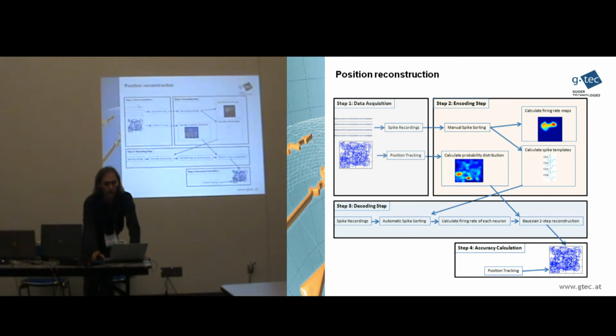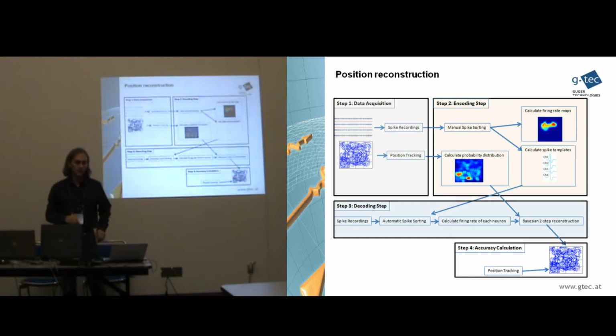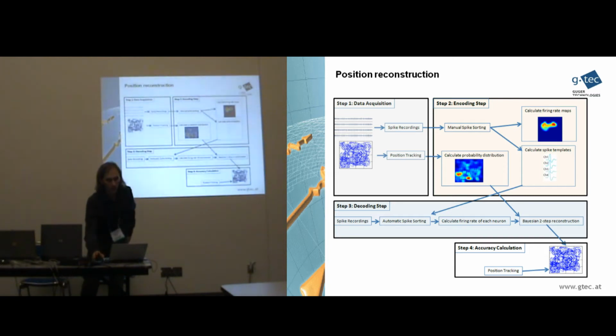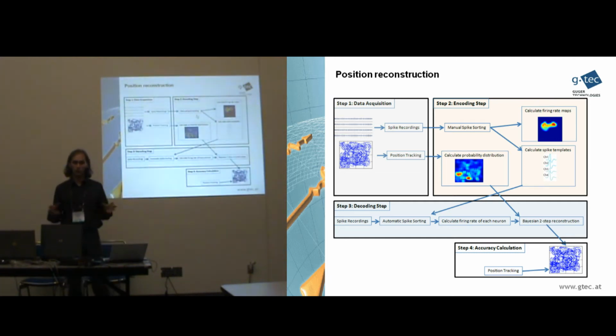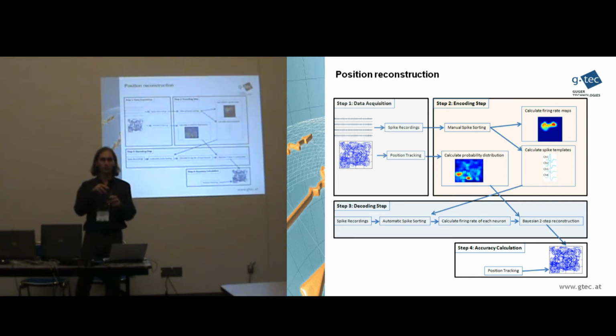So here you can see the principle of position reconstruction. Step 1, we acquire the data. So we have the electrodes, the spikes are coming in via the biosignal amplifier, and we record them. We have a video tracking system so that we know where the rat is moving around. It gives us the X and the Y position. And this is step number 2, the encoding step, where we do manual spike sorting. This means we load all the spike waveforms and we sort them.